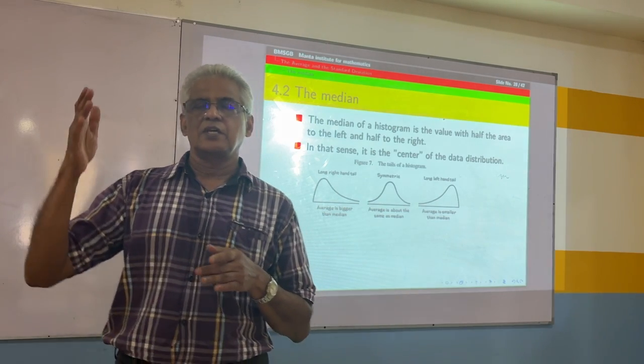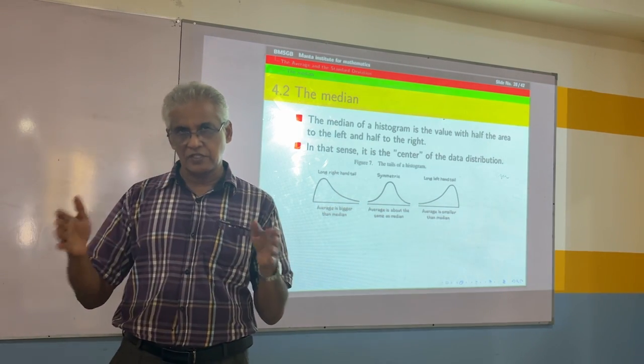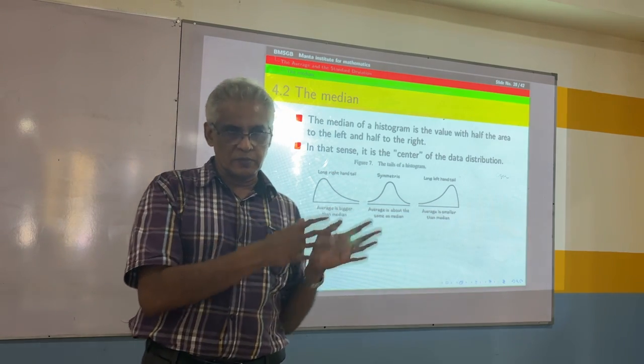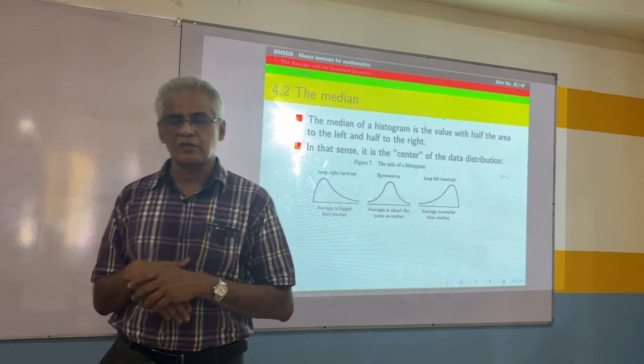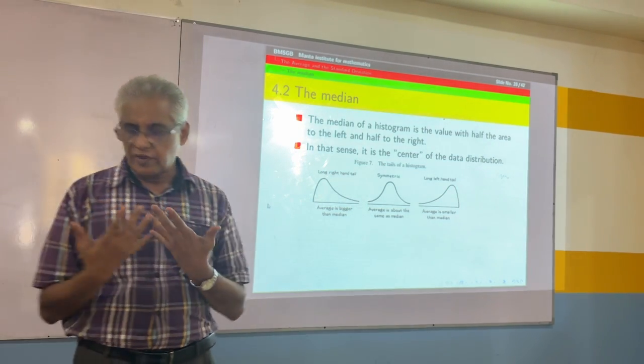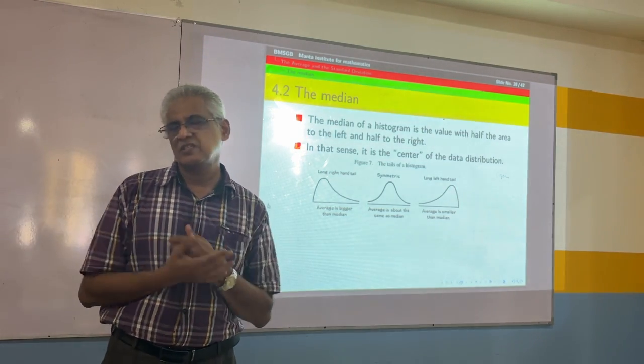The point that divides the data set into two equal parts, so that the first part will have 50% of the data and the second part will have 50% of the data. So how do you find the median if you have a list?